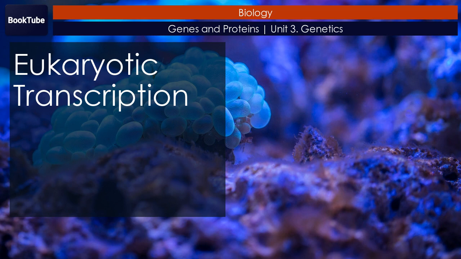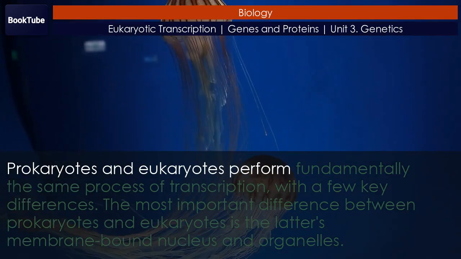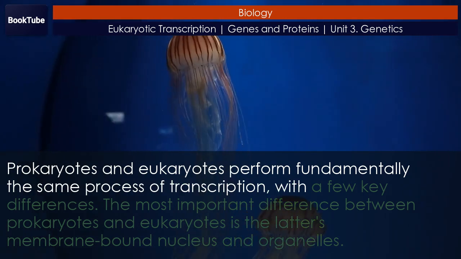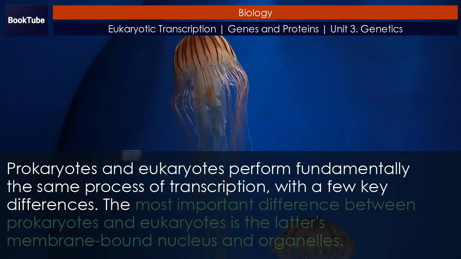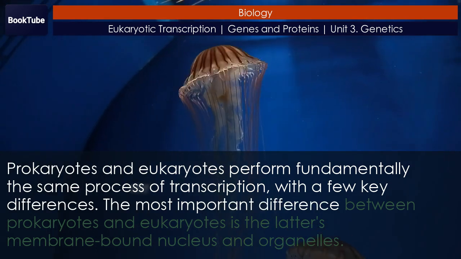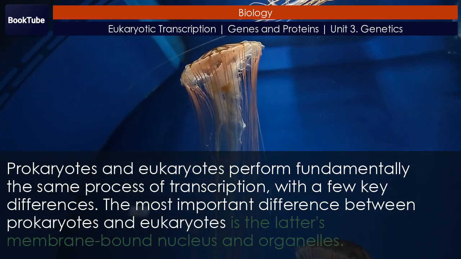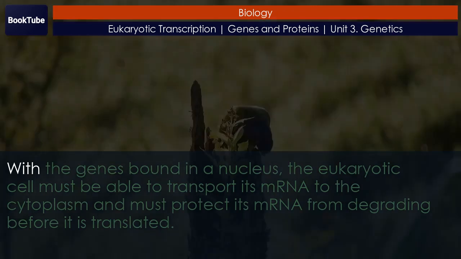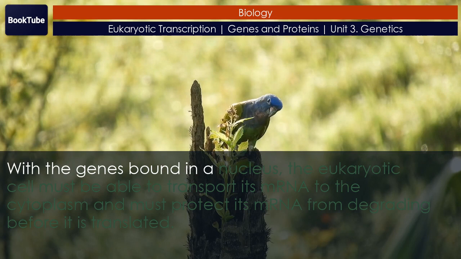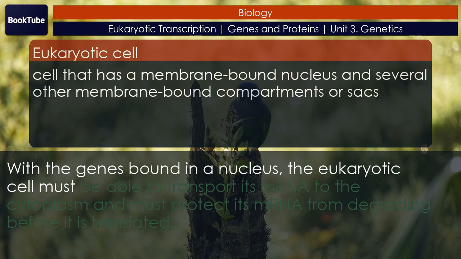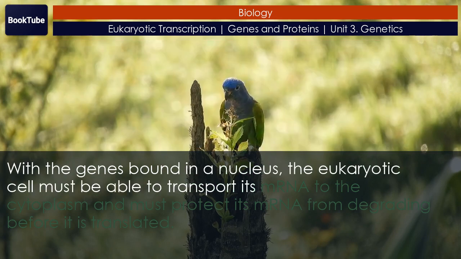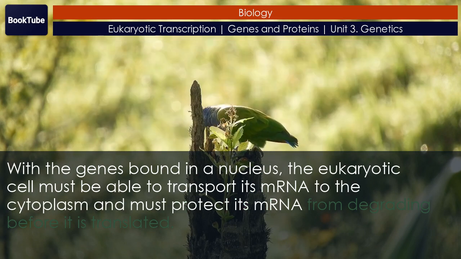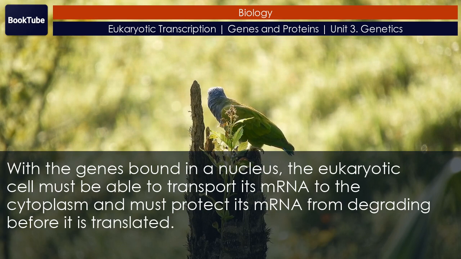Eukaryotic transcription. Prokaryotes and eukaryotes perform fundamentally the same process of transcription, with a few key differences. The most important difference between prokaryotes and eukaryotes is the latter's membrane-bound nucleus and organelles. With the genes bound in a nucleus, the eukaryotic cell must be able to transport its mRNA to the cytoplasm and must protect its mRNA from degrading before it is translated.